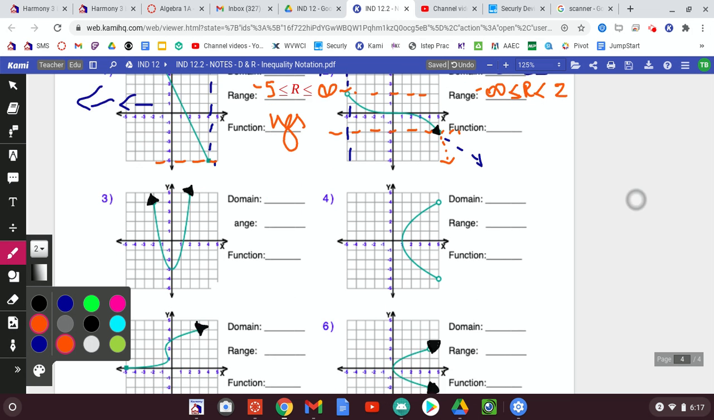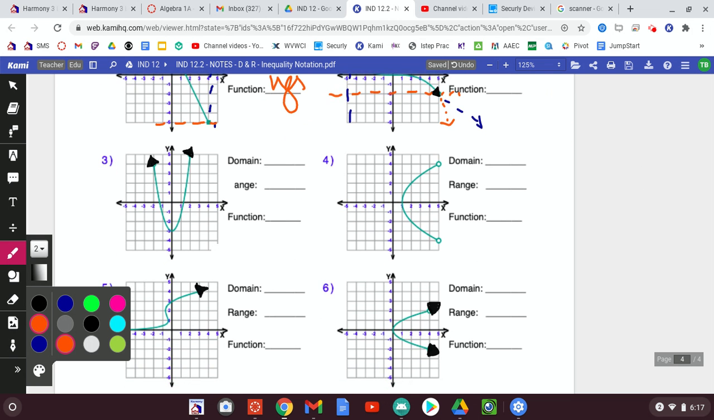Okay, let's look at number 3 here. So our domain is wall to wall. Well, can we wall in either side? Well, if we try to wall in this side, this keeps going forever. If we try to wall in this side, this keeps going forever. So our domain doesn't have a left and a right. It goes from negative infinity to positive infinity because there's arrows going both ways, left and right, forever and ever.